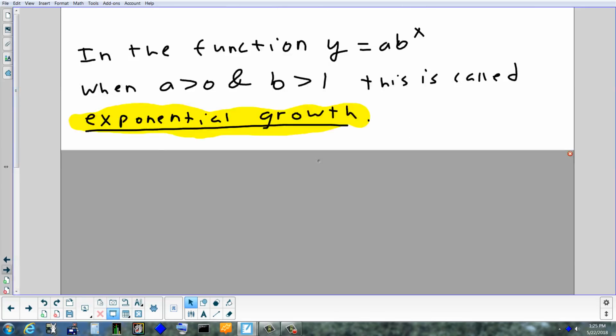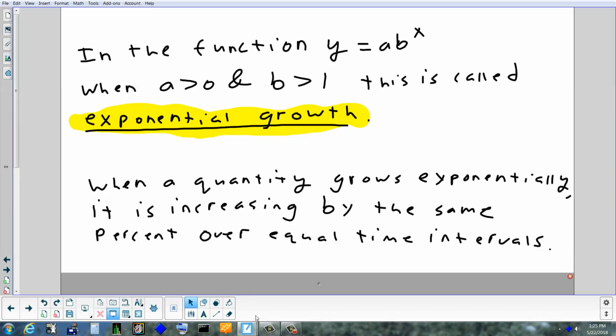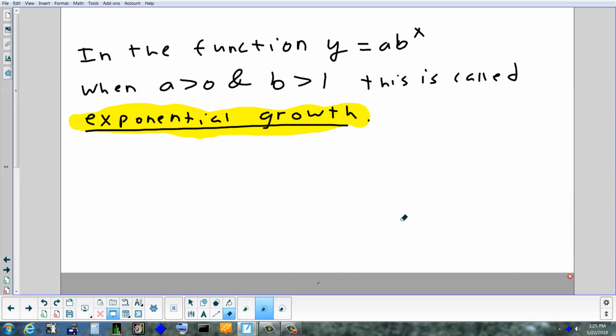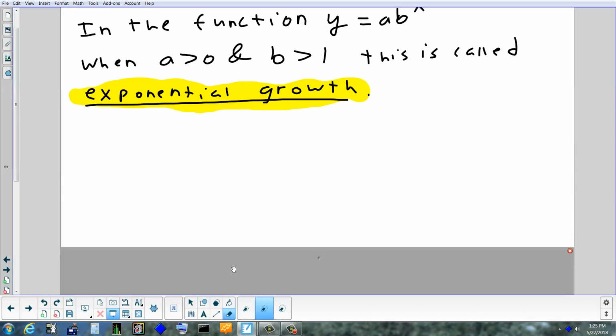We're going to use a formula today to figure out some word problems. Again, the function we talked about yesterday, a b to the x. What does this mean? A is greater than 0 and b is greater than 1. That's called exponential growth. Mr. Hager is showing you guys an example. It starts off with not much growth, and then goes up really rapidly. That's what exponential growth is.